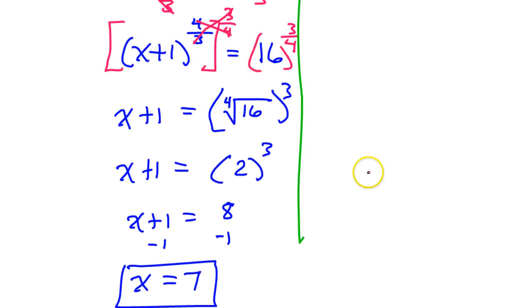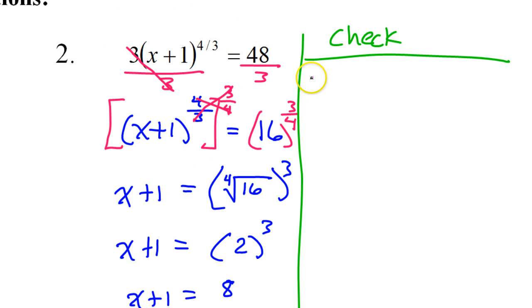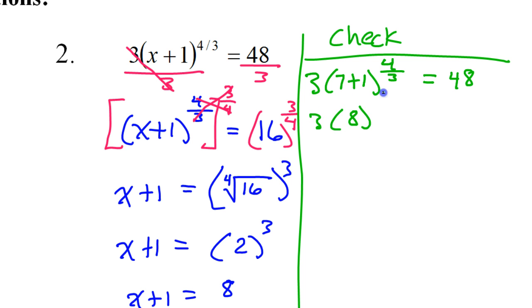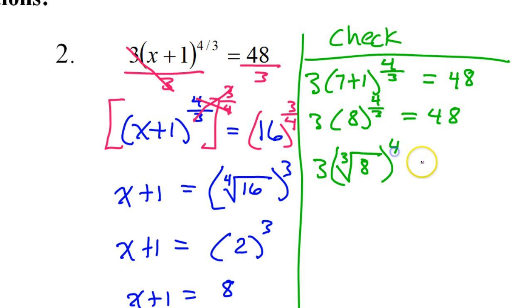Okay, so I'm going to check by plugging 7 in for x. So that makes this 3 times (7 plus 1) to the 4/3 power is equal to 48. So that's 3 times 8 to the 4/3 power is equal to 48. Power over root, so this is the third root. So that means I'll have the cube root of 8, and then the 4 is the power, so 4th power.